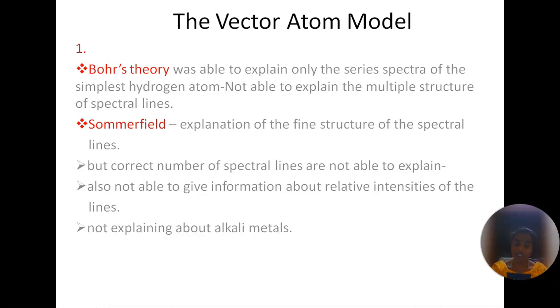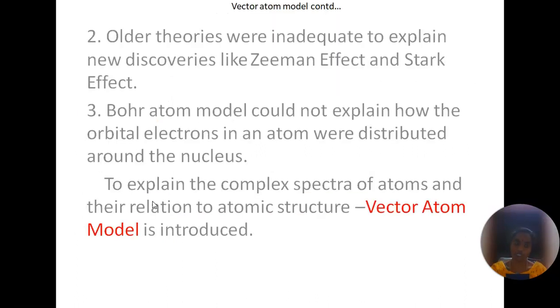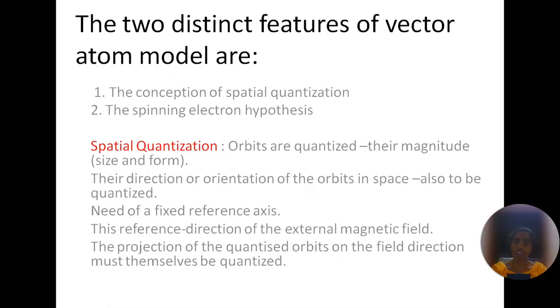Two concepts have been introduced in the vector atom model. The first one is the conception of spatial quantization, and the second one is the spinning electron hypothesis. So what is spatial quantization? The orbits are quantized in their magnitude, and the direction or orientation of the orbit in space is also quantized. We can explain this in three spatial coordinates x, y and z axis. Their magnitude is fully quantized along with their direction.